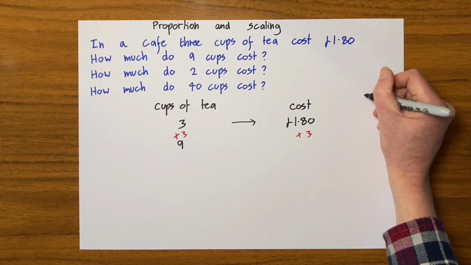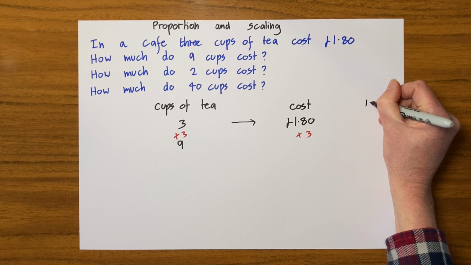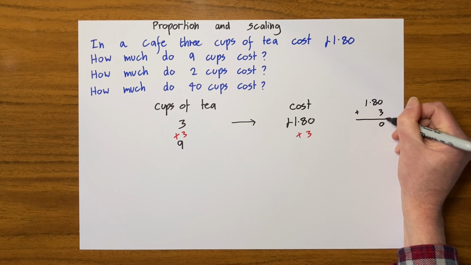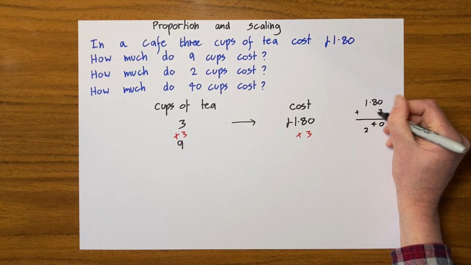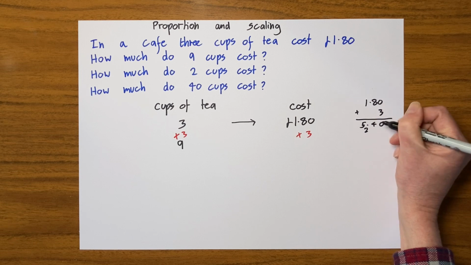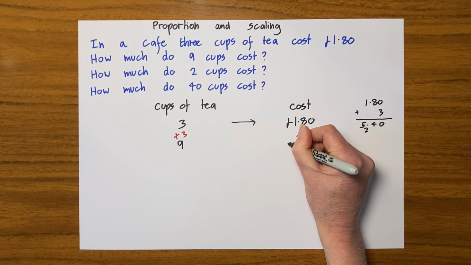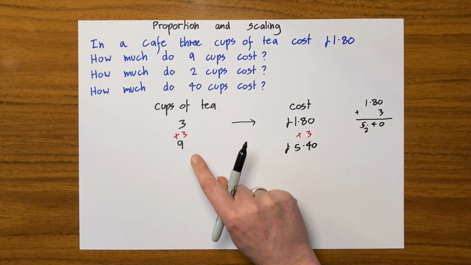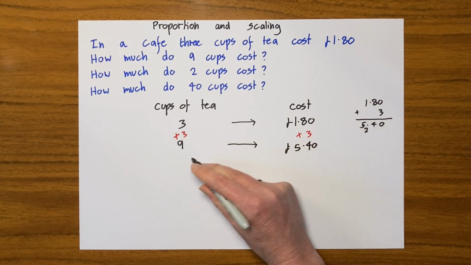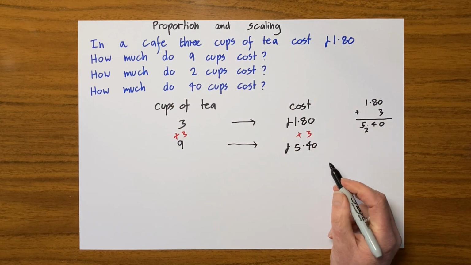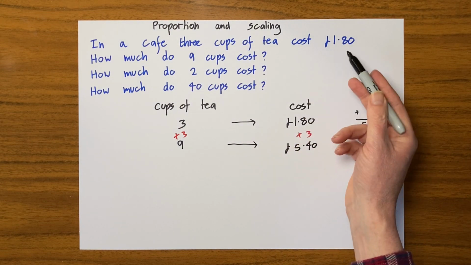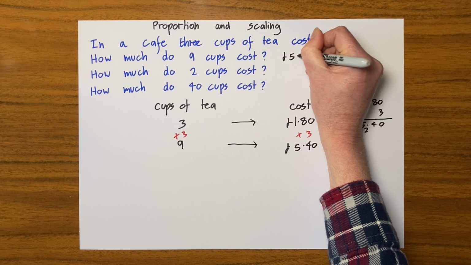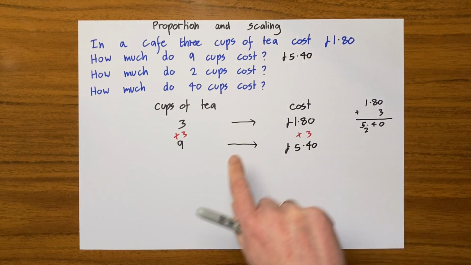So let's just quickly write up here, £1.80 times 3. So 3 zeros are 0, 3 8s are 24, 3 1s are 3, plus 2 is 5, £5.40. There we go. It's that same thing of whatever I do to one side, I must do to the other. So how much do 9 cups cost? They cost 3 times as many as 3 cups, so that is £5.40.